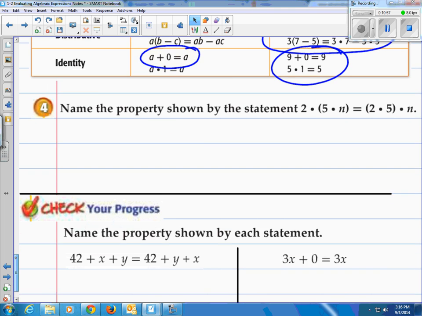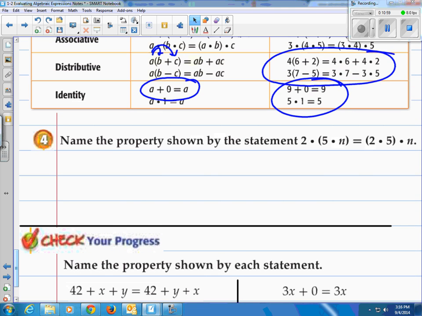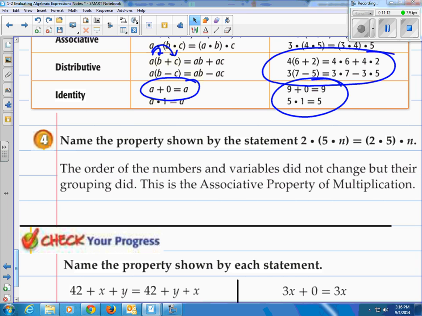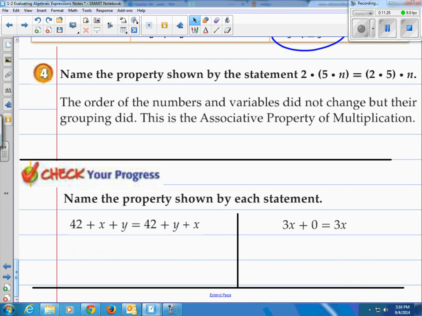See if you can visualize this example 4. Name the property shown by the statement 2 times the quantity 5 times n equals the quantity 2 times 5 times n. Well, the order of the numbers and the variables did not change, but their grouping did, so they're different groupings. And therefore, it's the associative property. Easy to follow if you're looking at the chart at the top. It's in your book as well. Just name the property here. This is your check. See if you can figure it out before I give you the answers. Ready, go.